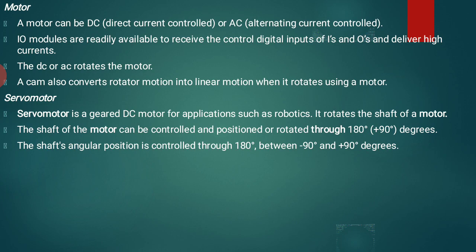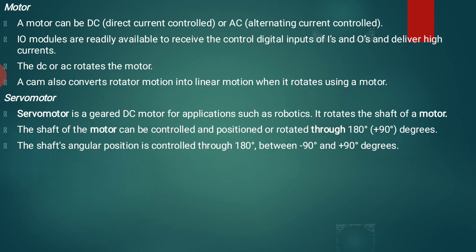A cam also converts rotary motion into linear motion when it rotates using a motor. Whenever we are using a motor, we can convert the motor movements from rotary motion into linear motion.